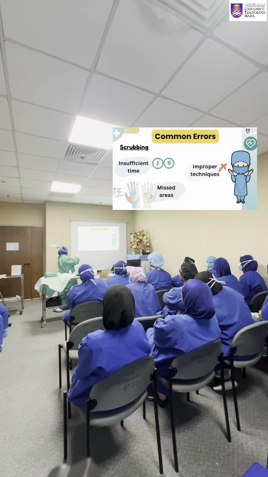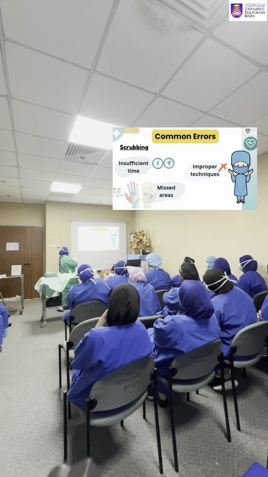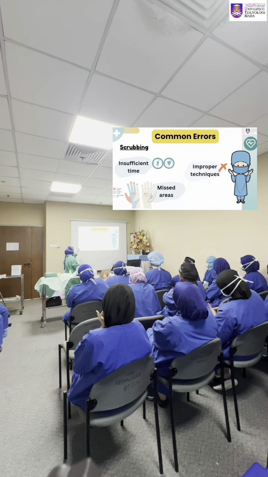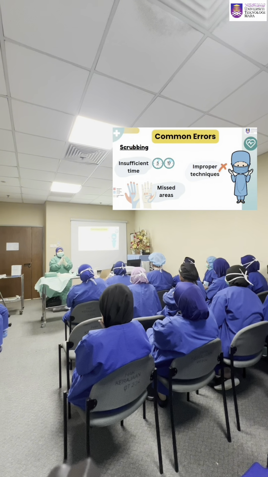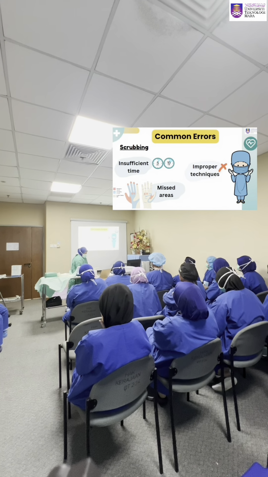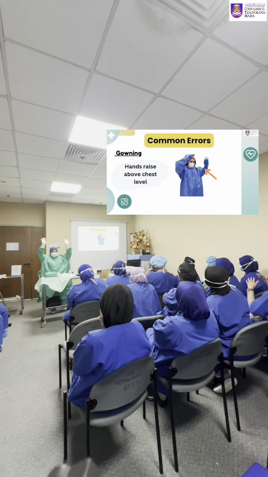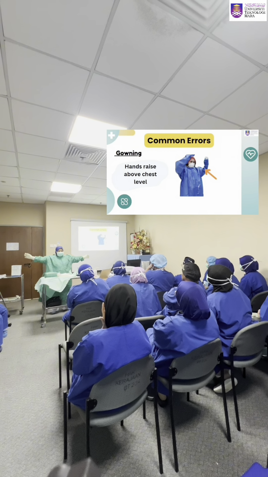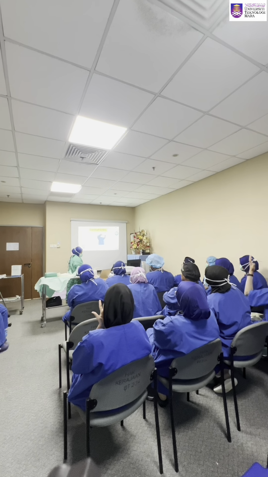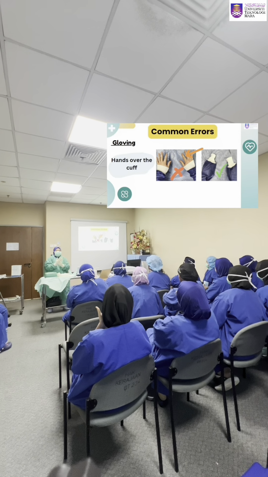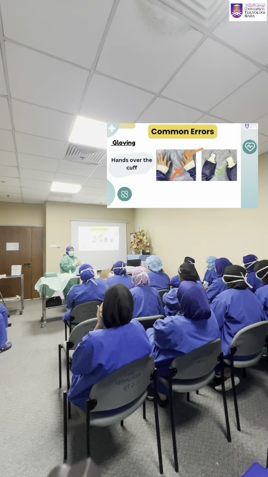As you can see, here are the commonly missed areas. The areas highlighted in pink show frequently missed areas during the scrubbing procedure, whereas blue indicates areas that are sometimes missed and brown shows the areas that are usually well cleansed. For gowning, usually the hands are raised above chest level. Next, a common error during gloving procedure is having the hands over the cuff, as you can see in the picture.